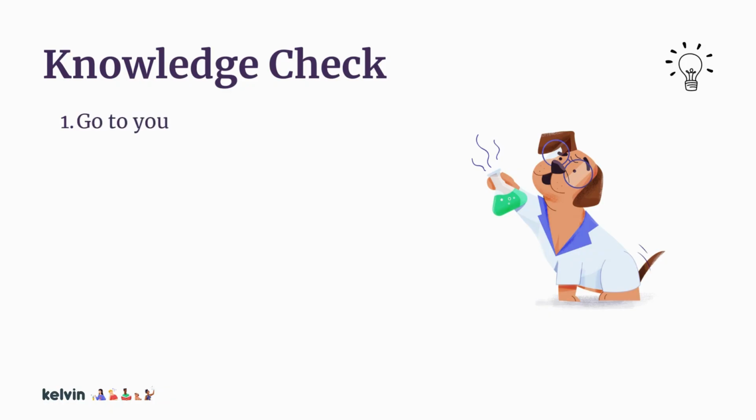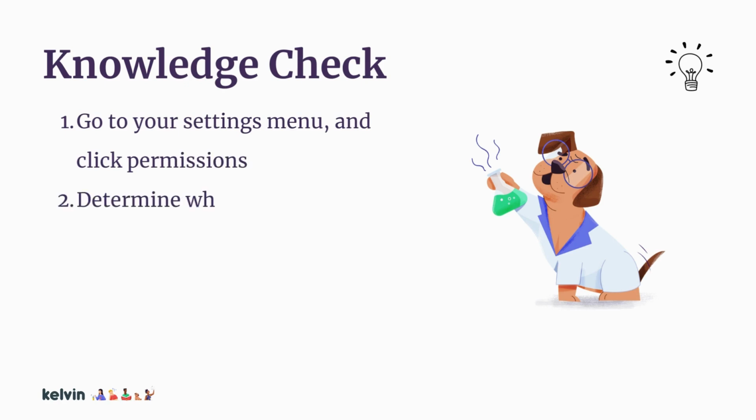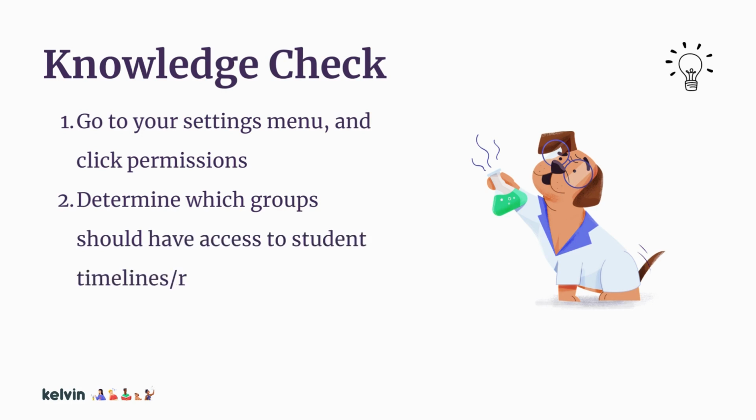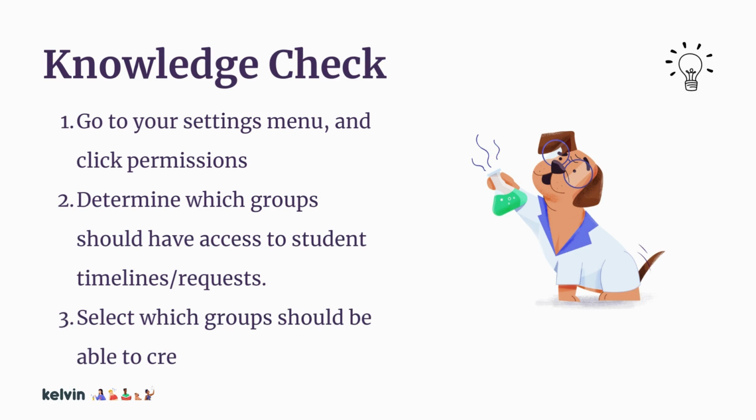Let's apply what we've learned. Go to your settings menu and click on permissions. Determine which groups should have access to student timelines and requests. You can also use custom groups for this. Then select which group should be able to create a pulse. Optionally, if you want to limit users' access to students' personal identifiable information, you can set that in permissions as well.